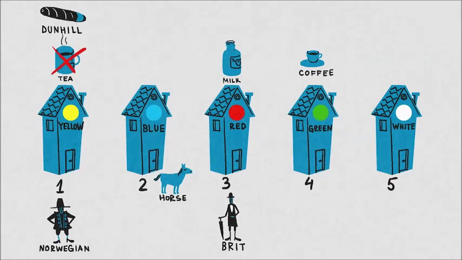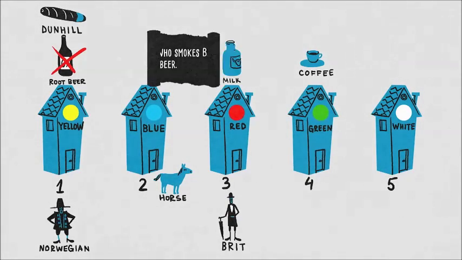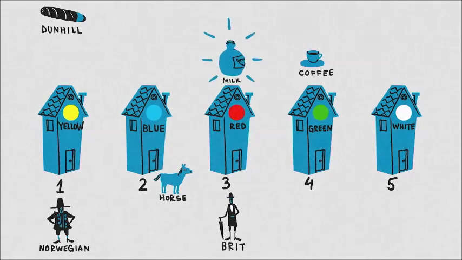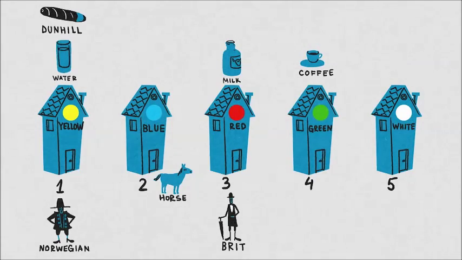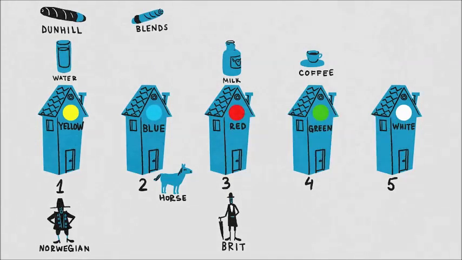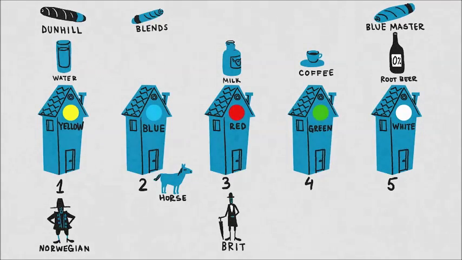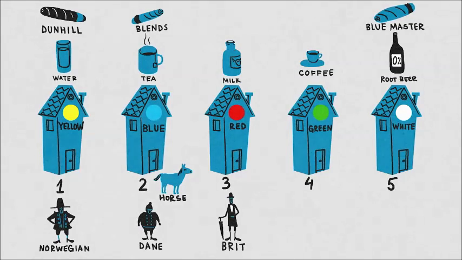The next step is to figure out what the Norwegian in the first house drinks. It can't be tea. Clue 3 tells you that's the Dane. As per clue 12, it can't be root beer since that person smokes Blue Master. And since you already assigned milk and coffee, it must be water. From clue 15, you know that the Norwegian's neighbor, who can only be in the second house, smokes blends. Now that the only spot in the grid without a cigar and a drink is in the 5th column, that must be the home of the person in clue 12. And since this leaves only the second house without a drink, the tea-drinking Dane must live there.